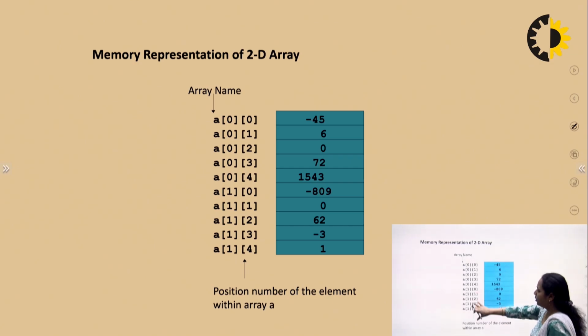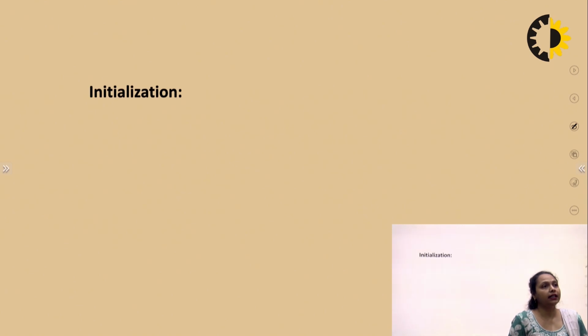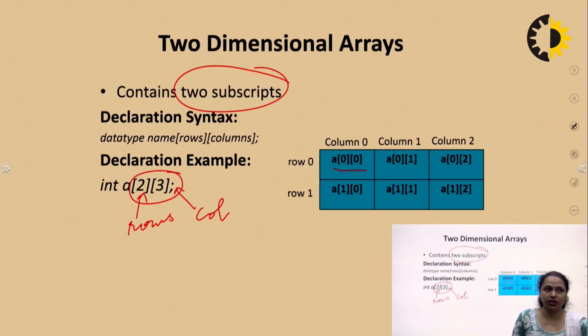Again, in memory, all the elements are stored in a similar fashion as a 1D array, but here the index values are doubled, that is, row and column. Now how do we represent this data in memory? In memory, we store this data either in row major order or column major order.